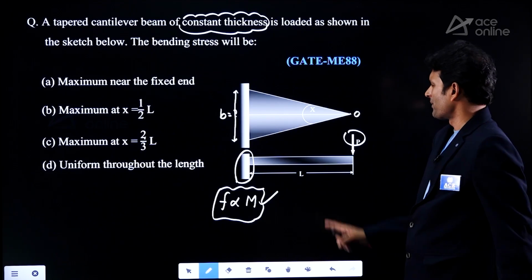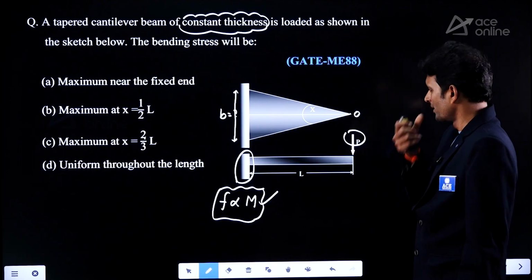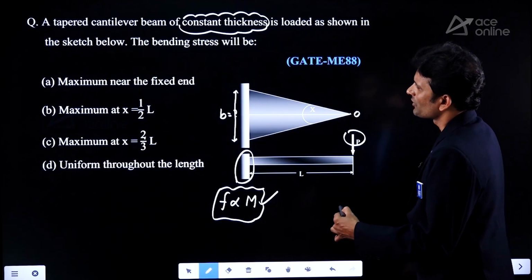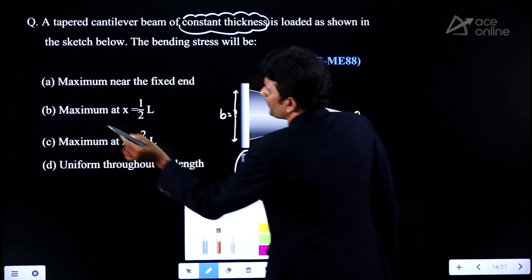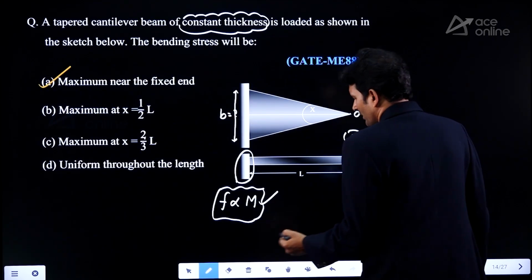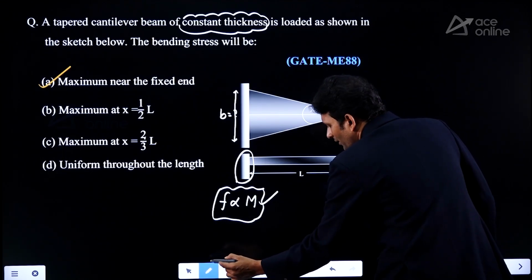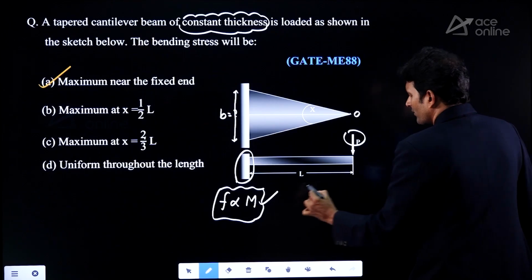Undoubtedly, bending moment is maximum at the fixed support in case of cantilever beams, irrespective of the load. So obviously, the maximum bending stress is available at the fixed support. So option A is exactly correct for this one. But let me take it mathematically, how you are taking this one. First, to find out the bending stress, we will check this one.